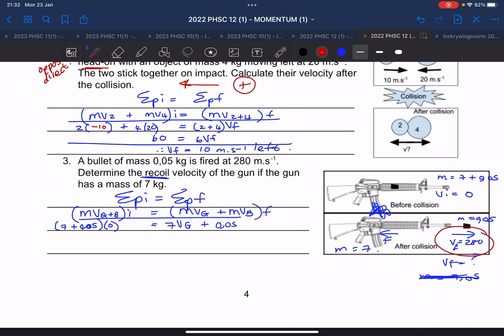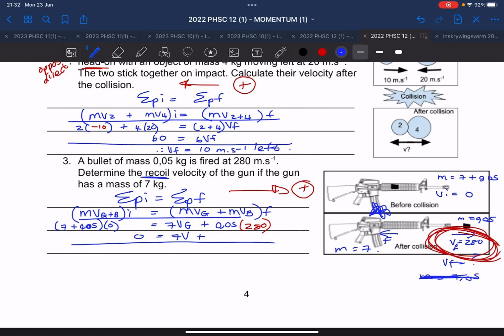Okay, so because the bullet is moving at a massive speed, I'm going to choose to the right to be positive, the direction of the bullet. So that is thus positive 280. Now, when you calculate that, remember that the left side together is 0, because anything times 0 is 0. And we have 7 times the velocity of the gun, plus 14, and when you take it to the other side, it becomes negative 14, and thus the velocity is negative 2. Now remember, you can't leave your answer in the negative, so it means it's 2 meters per second.